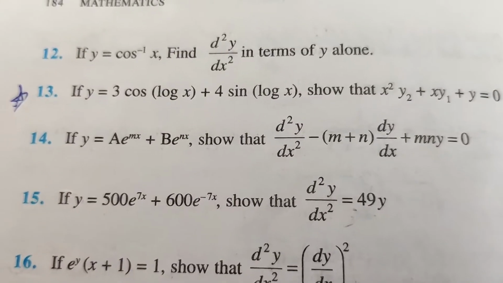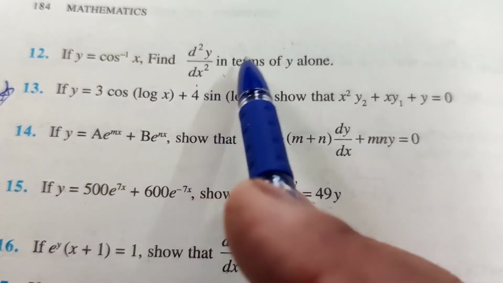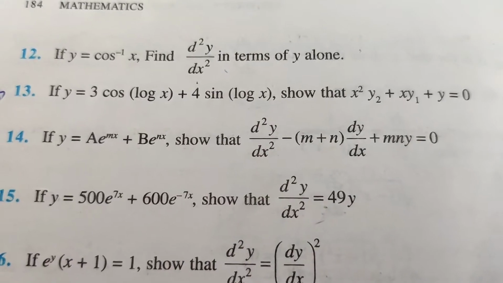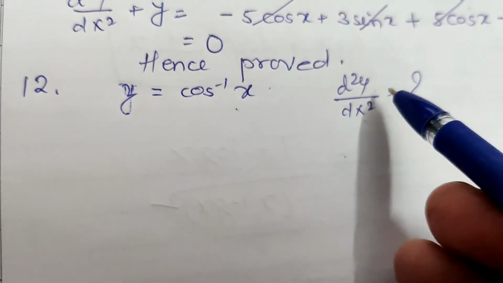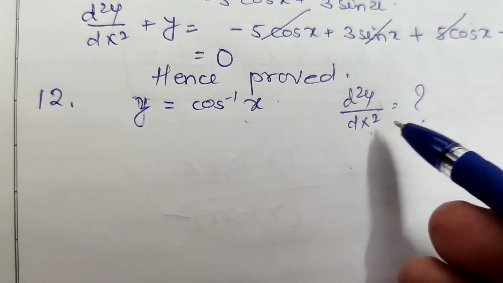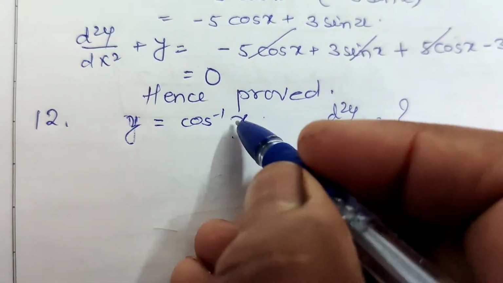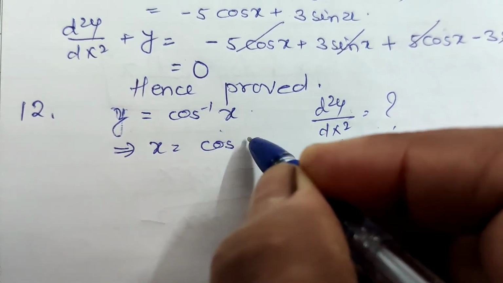Question number 12: y equals cos inverse x. Find d2y over dx square in terms of y alone. Okay, in terms of y. y equals cos inverse x. Find d2y upon dx square with respect to y. Now first, y equals cos inverse x means x equals cos y.